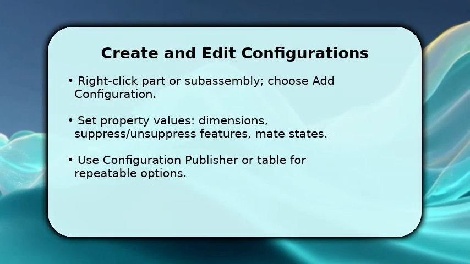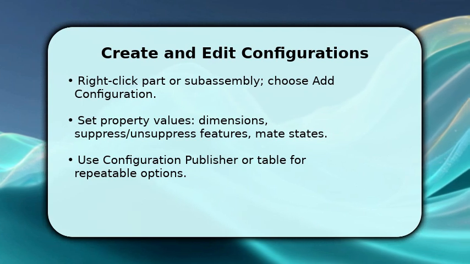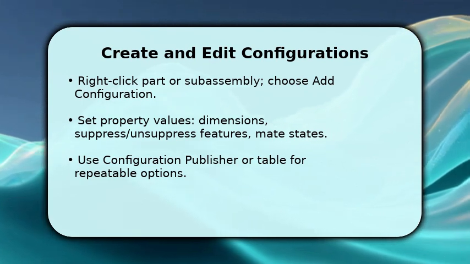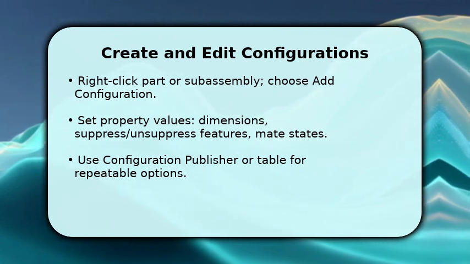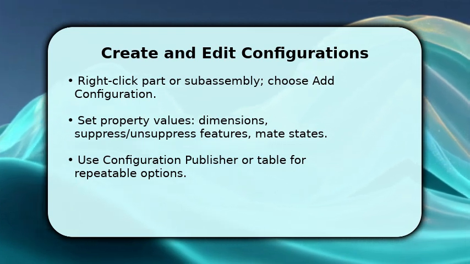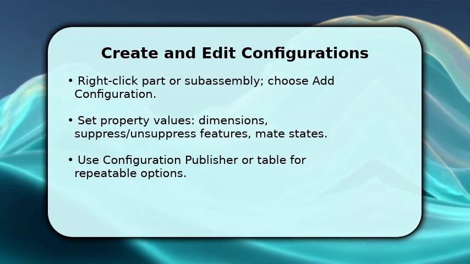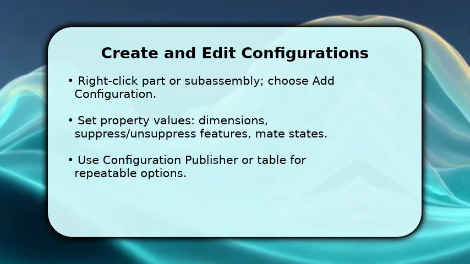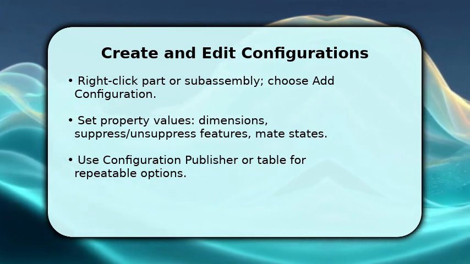You now create configurations by right-clicking the target part or subassembly and choosing Add Configuration. Name each option clearly. Then edit each configuration. Change dimension values, suppress or unsuppress features, and lock mate states so assembly behavior is predictable. For multiple variants, use a configuration table or configuration publisher to populate parameters quickly and reduce human error.